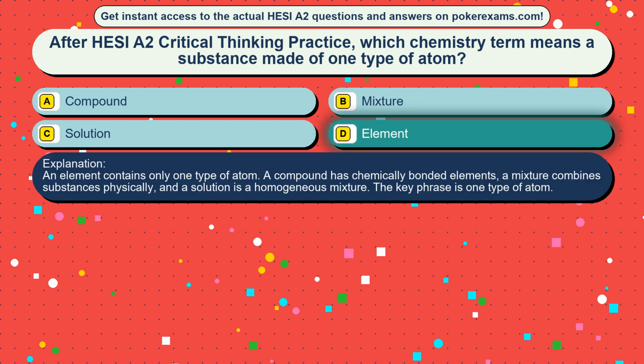An element contains only one type of atom. A compound has chemically bonded elements, a mixture combines substances physically, and a solution is a homogeneous mixture. The key phrase is one type of atom.